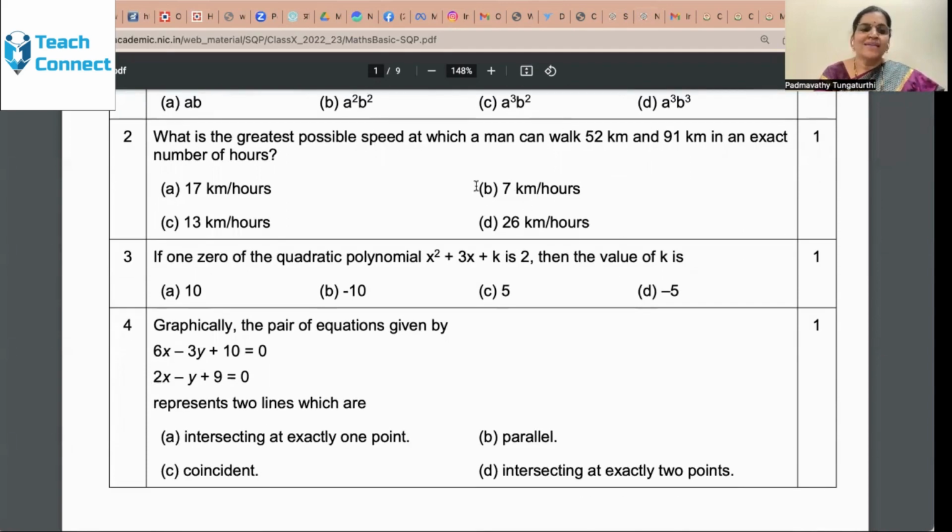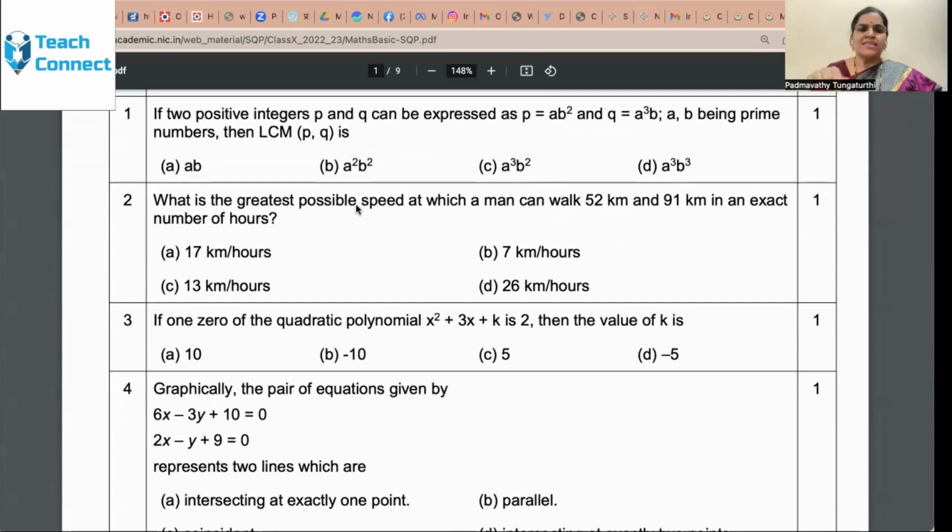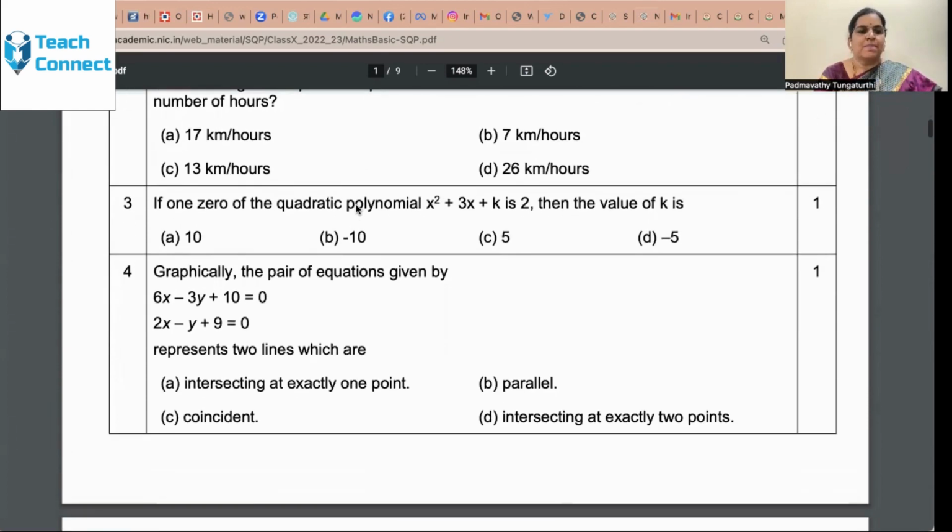Now, why the other three options are wrong is also important for us. Then, what is the minimum speed? What is the least possible speed? Calculate for that. Check if HCF times LCM is equal to the product of these two numbers.